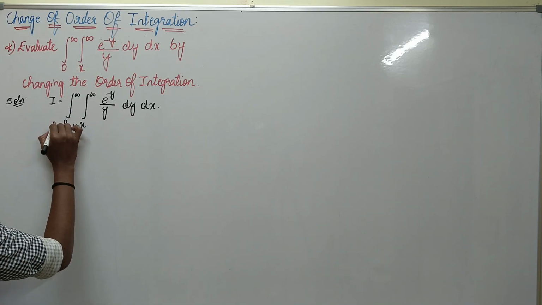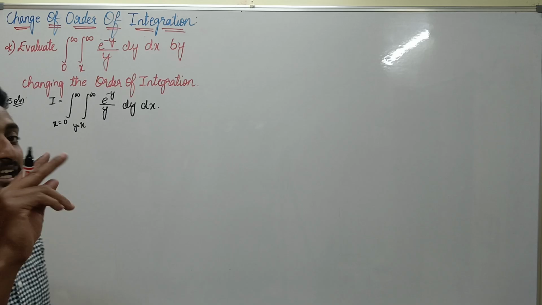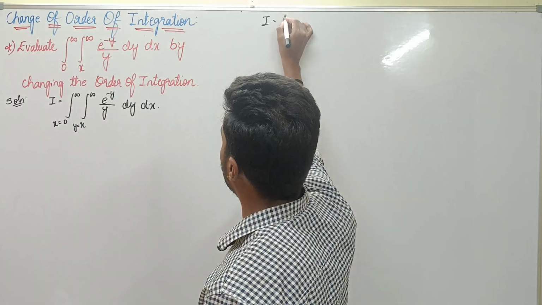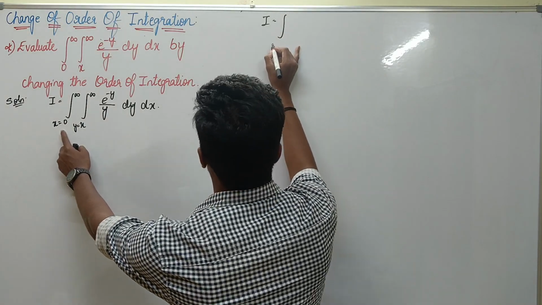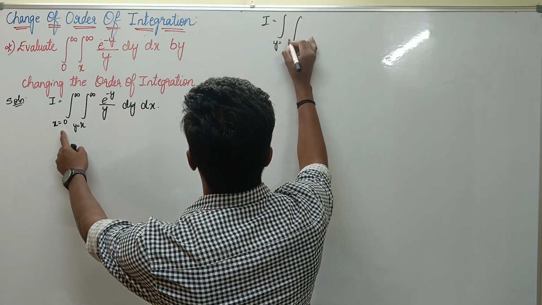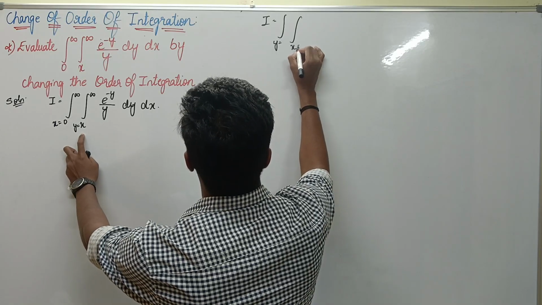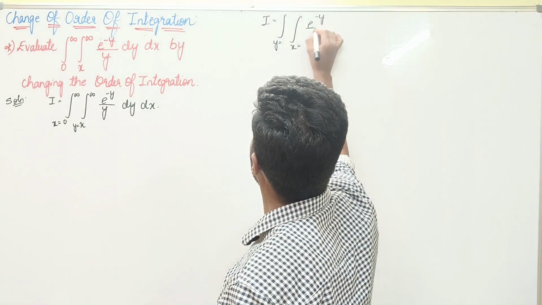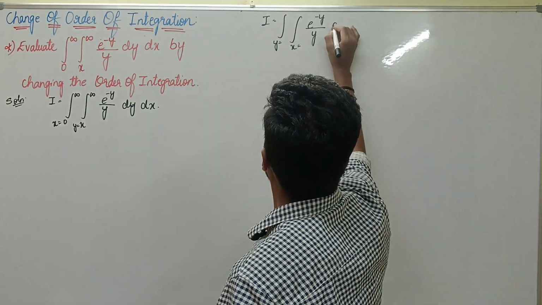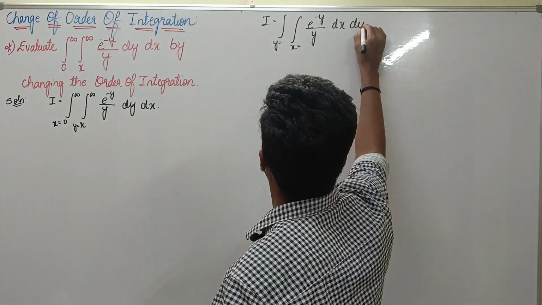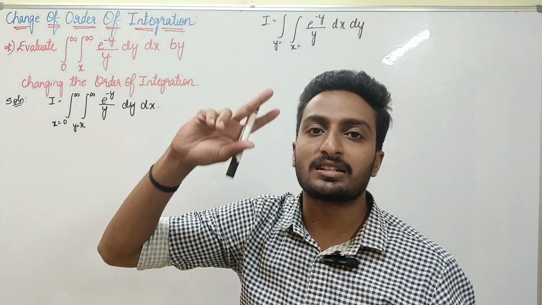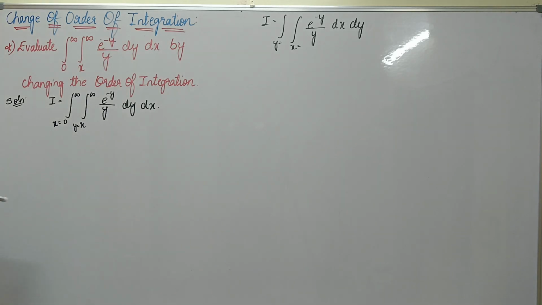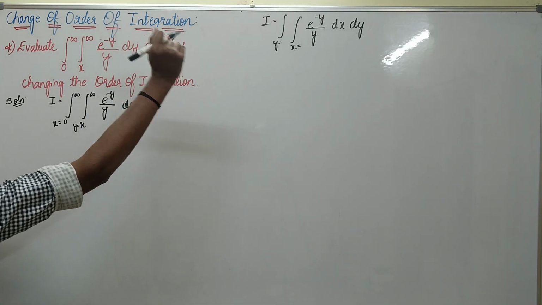The remaining variable is x. Now, by changing the order of integration, I is equal to, first this integral will be changed with respect to y and this integral will be defined with respect to x. This is our main aim, that is, e to the power of minus y by y, the equation remains the same, dx dy. dy changes to dx, dx changes to dy. Now, considering these limit points, we are going to represent the limit points.